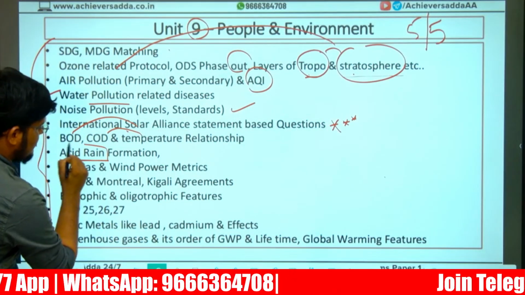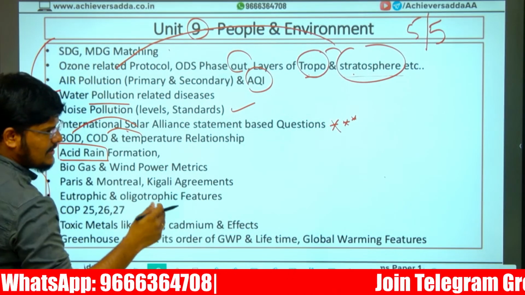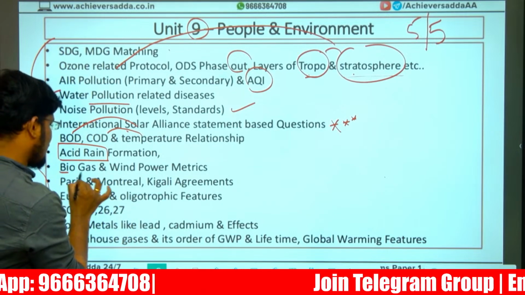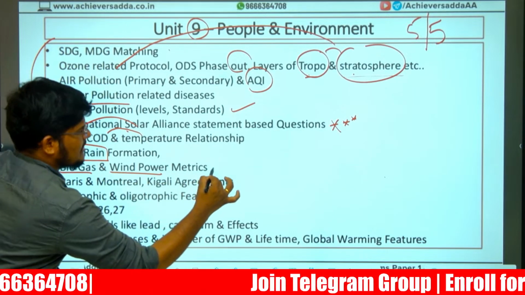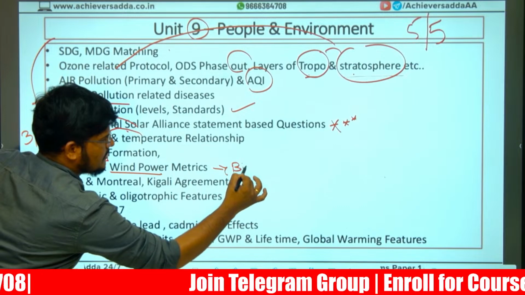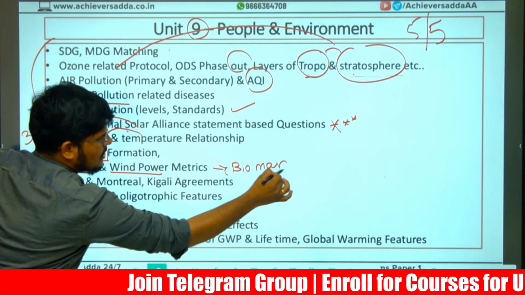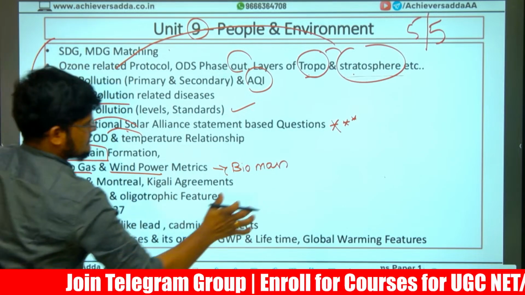Acid rain formation, the formula for acid rain and how it will be formed. Biogas, wind power metrics, even biomass power. Biomass energy, how it will be produced. Biogas.